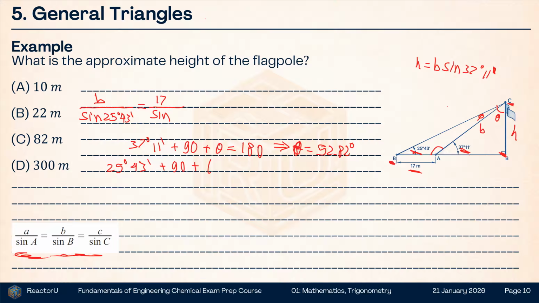So the theta we have found to be 52.82, plus the phi equals 180, and then we can simply solve this and we will get phi equal to 11.46 degrees. And now what we need to do is to use the law of cosine that we found earlier in order to find the b.